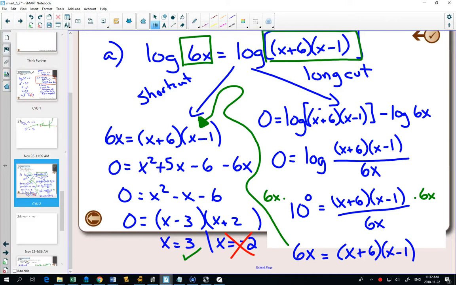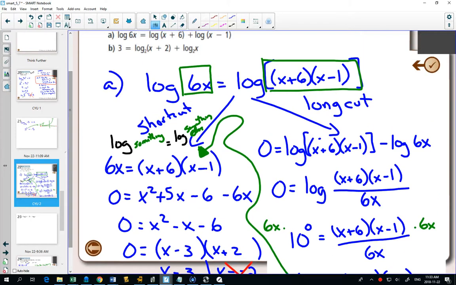And what is important for knowing about the shortcut is it only works when you have log of something equals log of something else. You can't have any extra numbers in there. It only works when it's log of something equals log of something else. So I've seen students try to use the shortcut when there's a minus 1 afterwards. It doesn't work. You have to use the long cut. I like that word, the long cut.